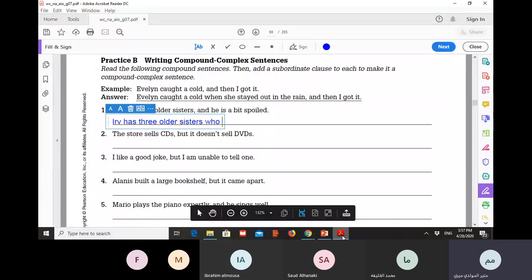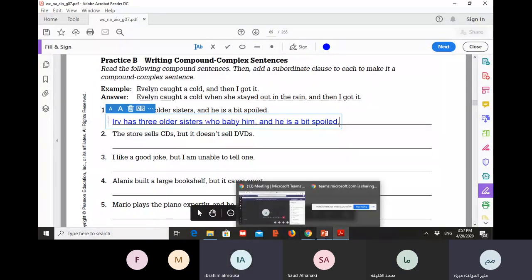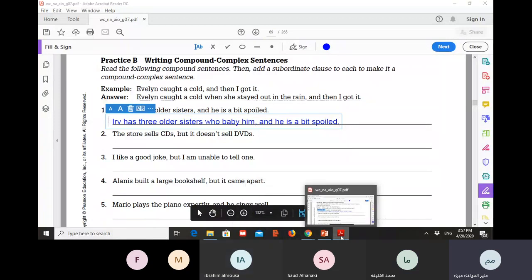Who take care of him? Or who babysit him? Or who baby him? Who baby him or babysit him? So it's the same. Teacher, who baby him? And he is a bit spoiled. It's a bit awkward, teacher. Arab has 3 older sisters who baby him, and he is a bit spoiled. Though he has 3 little sisters that babysit him, that take good care of him, they try to show him the right path.